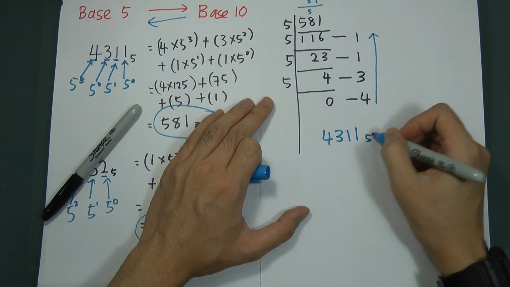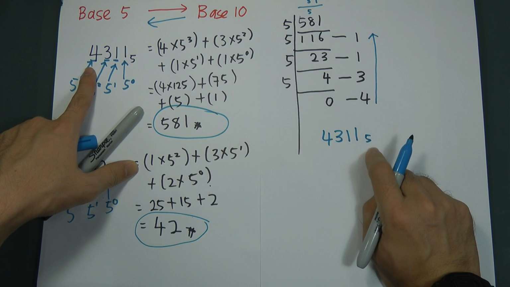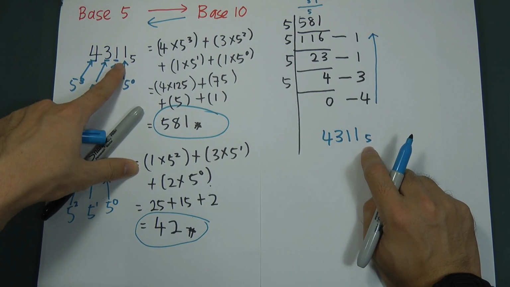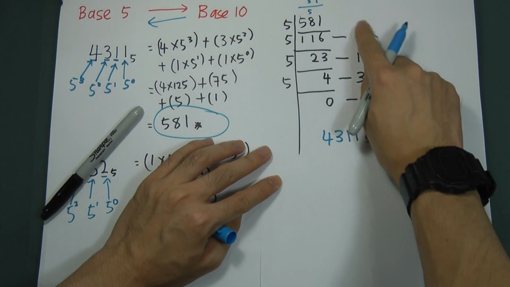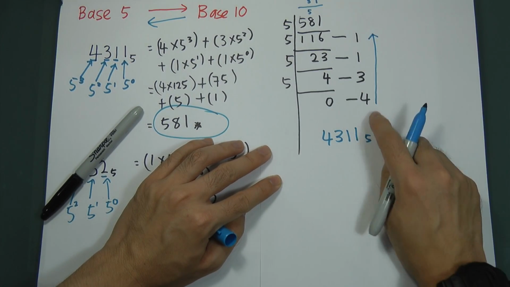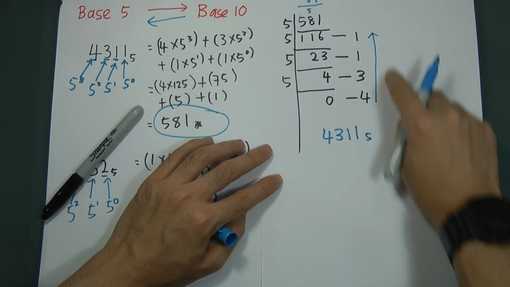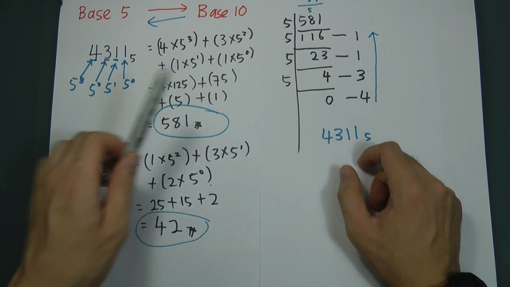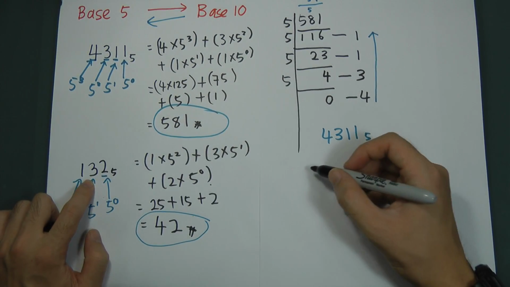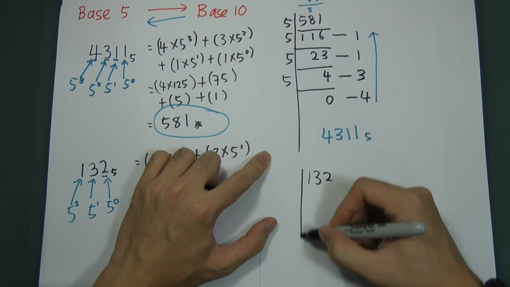4311 base 5. See, you will get exactly the same number when you convert it to base 5. So it means actually you take the remainder from the bottom, read to the top, and then this is the base 5. Maybe you still feel confused, so let's try one more. This one, 132, change to base 5.